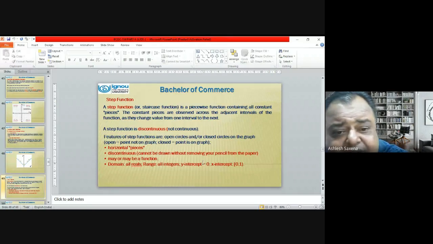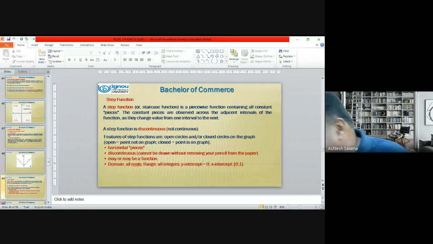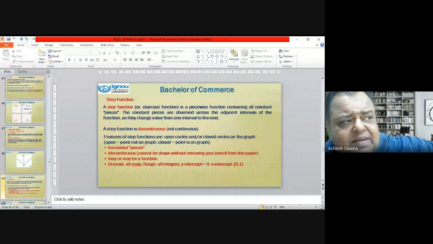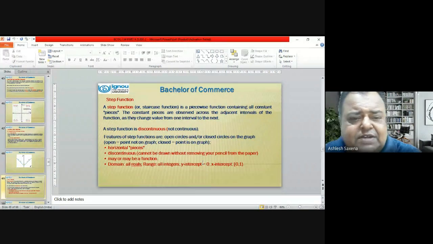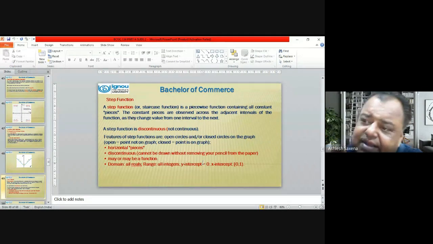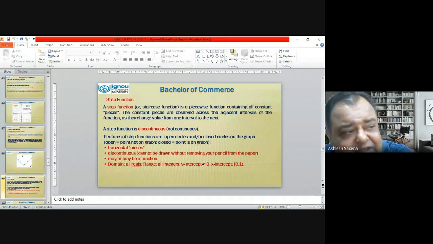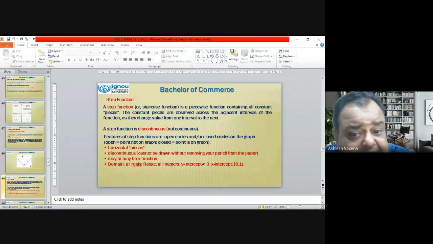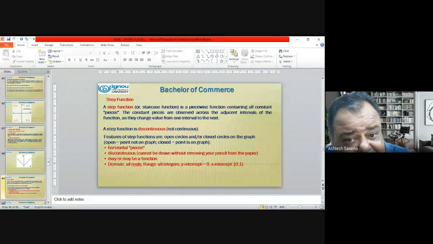Then comes your step function. A little while ago we discussed piecewise functions. Then comes the step function. It is a staircase type or piecewise function containing all constant pieces. The constant pieces are observed across the adjacent intervals of the function as they change value from one interval to the next. A step function is a discontinuous function.